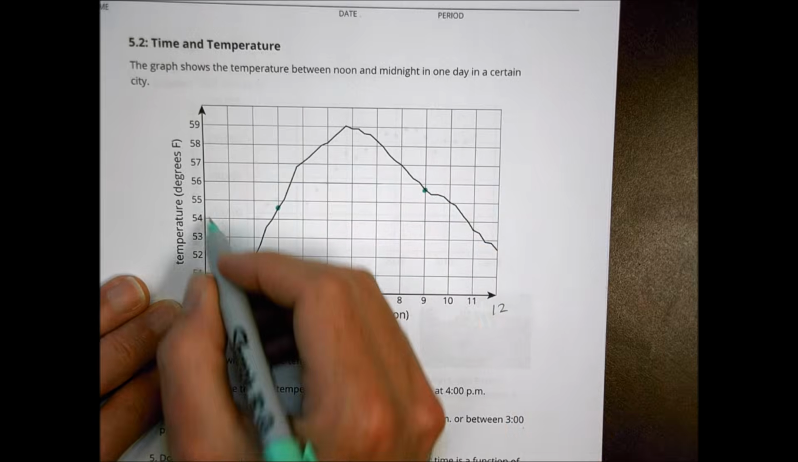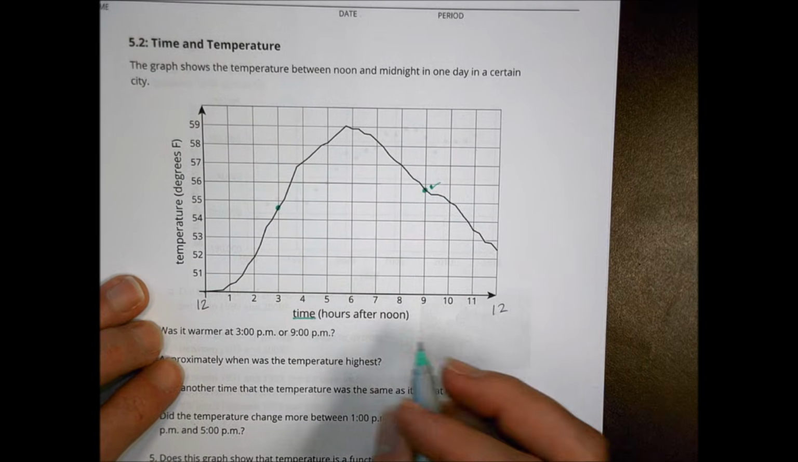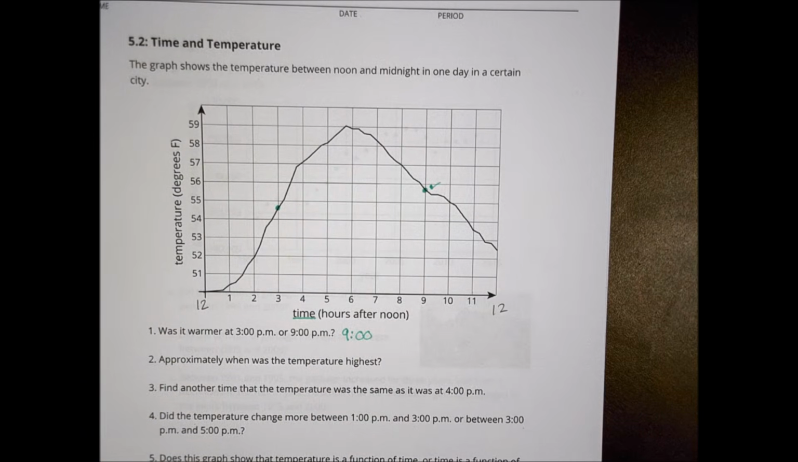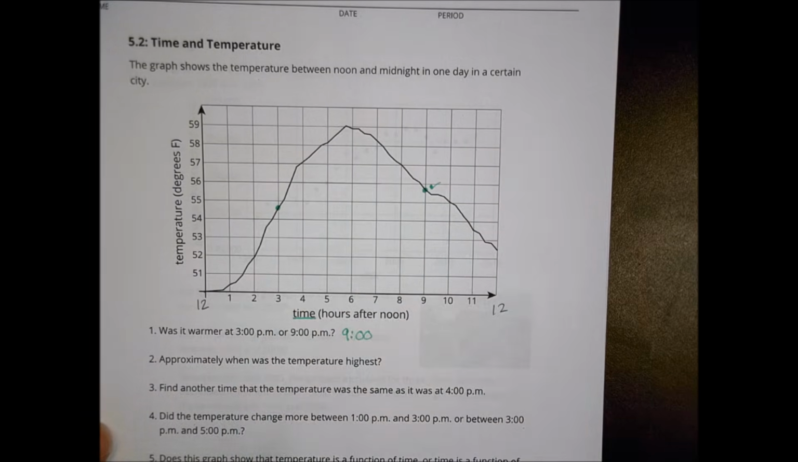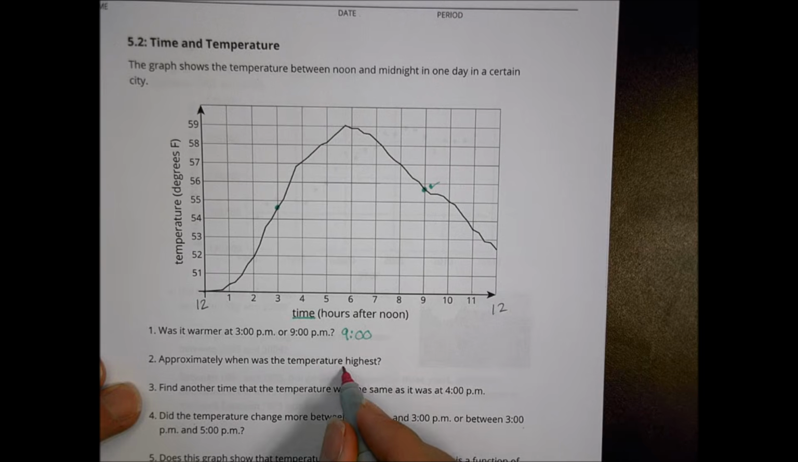Well, which one has the higher temperature? We would say this point here has a higher temperature, and we would say 9 o'clock is when it was warmer, at least compared between those two temperature points. Obviously it's warmer up here, but if we're just comparing those two, we would say it was warmer at that point there. Approximately when was the temperature the highest?